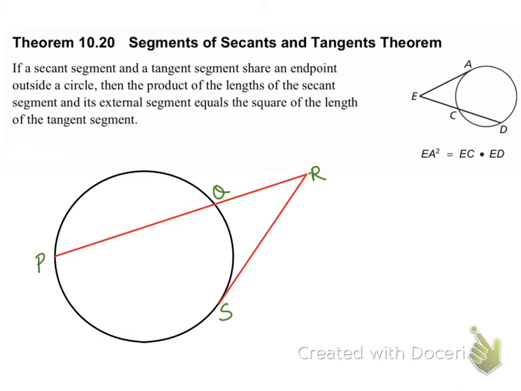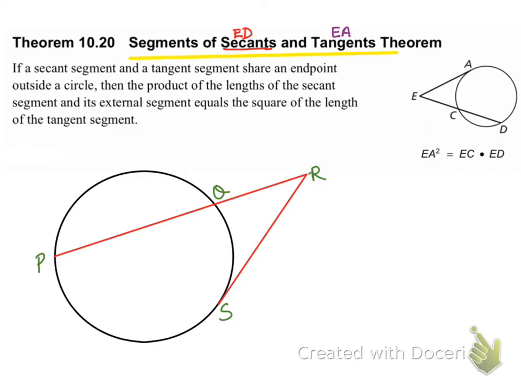So you're going to have two things here. You have the segments of secants and tangent theorem. You have to have a secant. In that case, your secant is ED. That's the secant. ED is the secant here. And then tangent. In your case, the tangent is EA. So tangent is EA. And we're going to write the theorem for this. So let me just erase it.